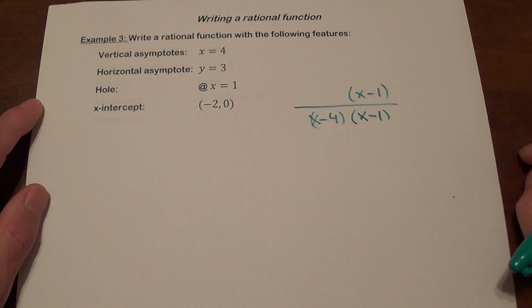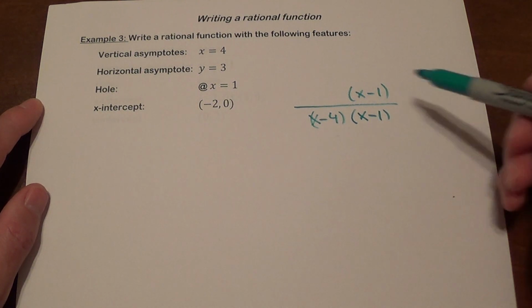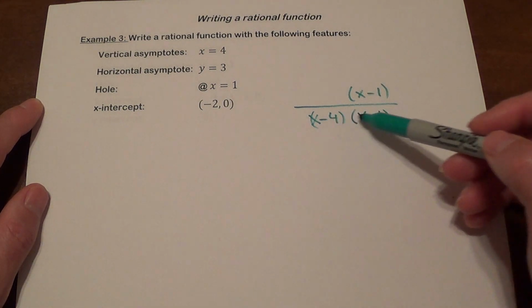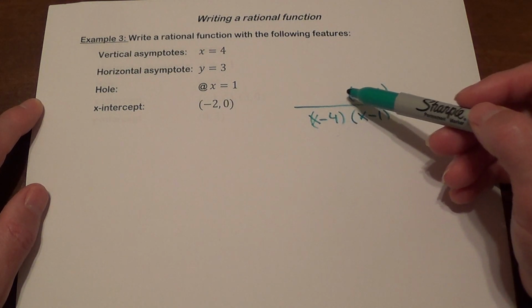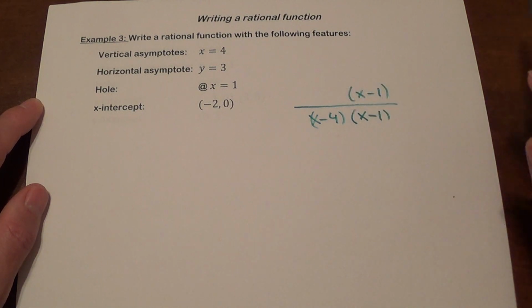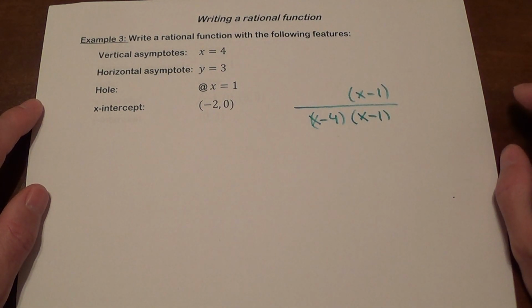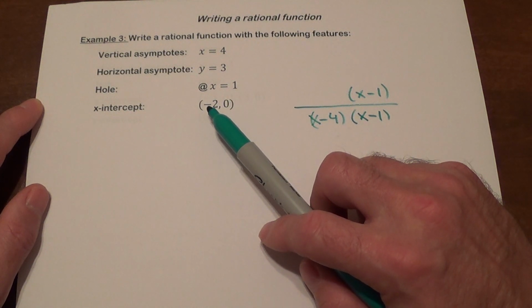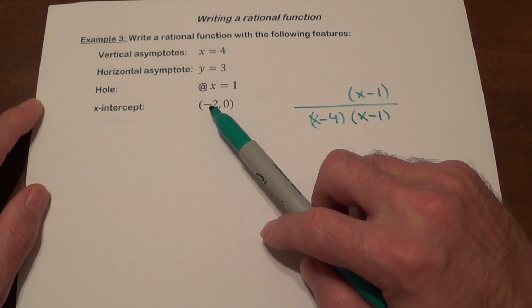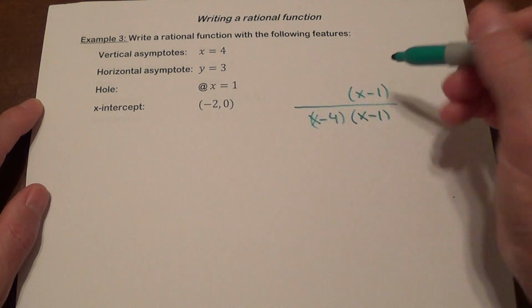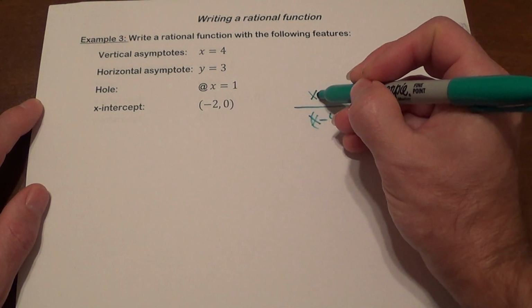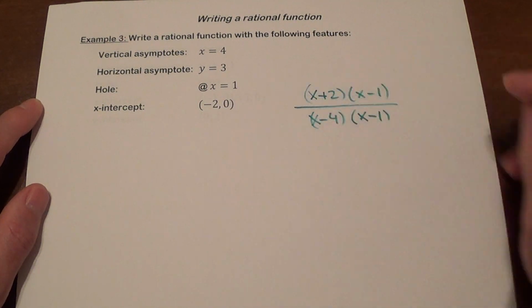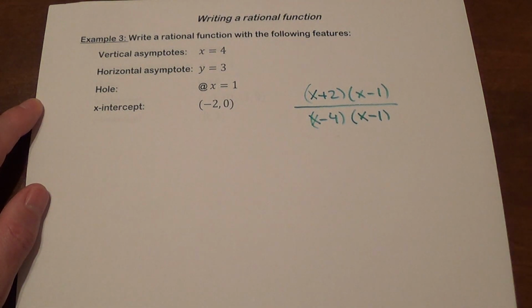What else do we want? We want a horizontal asymptote y equals 3. That means we already have degree 2 on the bottom, and we have degree 1 on top, which means we have to have another linear factor here. And that linear factor, we want it to be so that when x is -2, the whole value of the whole thing is going to be 0. So that would mean we need x plus 2 as a factor. Let me run through this again before I finalize it. There's one more thing we have to do.